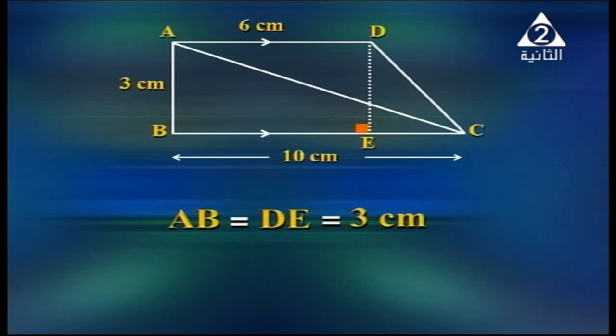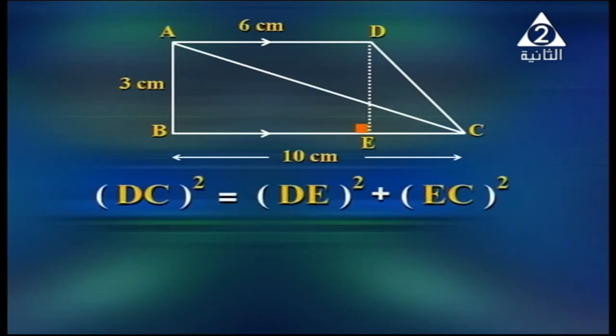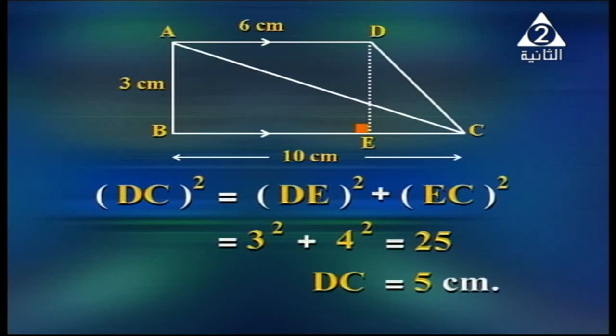Then, in triangle DCE, can you find the length of DC? Of course, yes. How? By using Pythagoras theorem. So DC squared equals DE squared plus EC squared, which is equal to 3^2 + 4^2 = 25. Can you find now the length of DC? Yes, DC will be 5 centimeters.